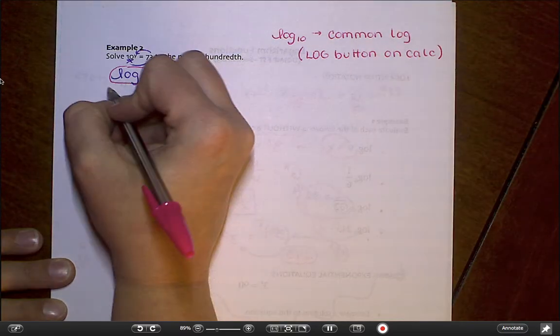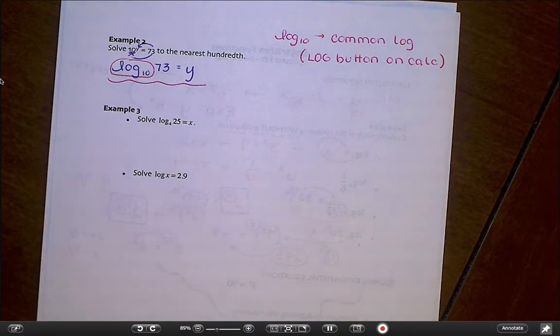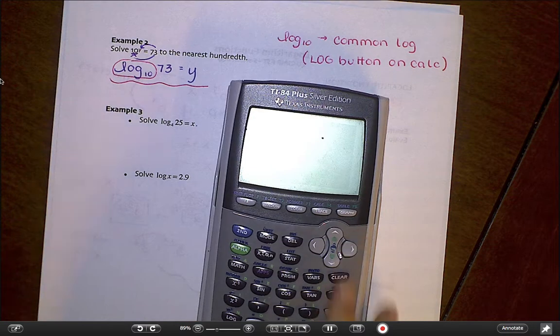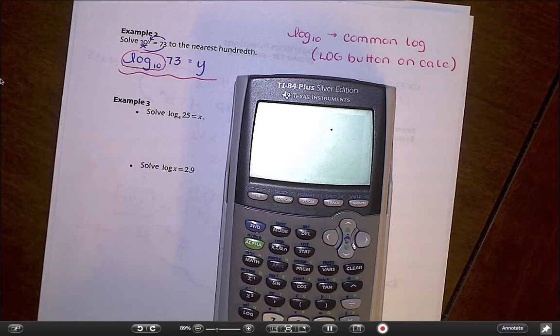And that means this can go straight into our calculator. Now, not all logarithms can go straight into your calculator. On some of the newer calculators, they have some tricks that you can do. But we're going to talk later about how you can solve any logarithm. But for right now, all we're able to do is the base 10s.